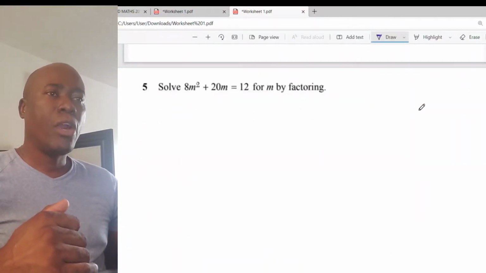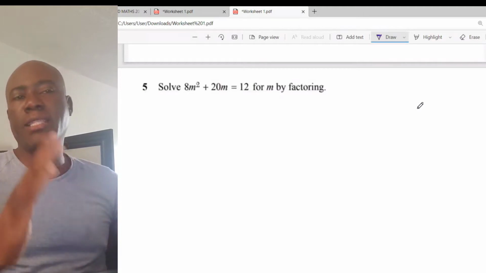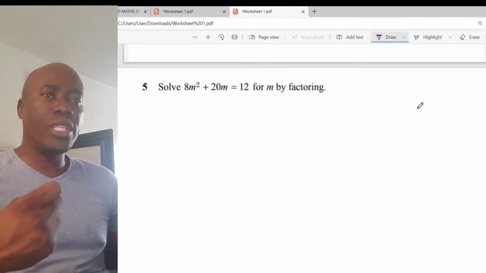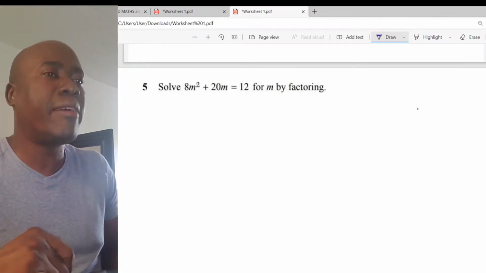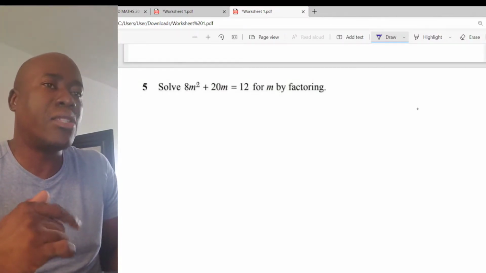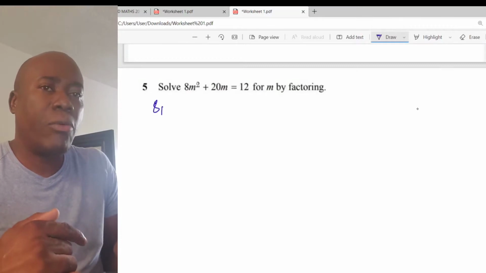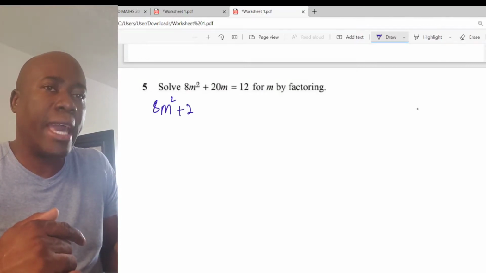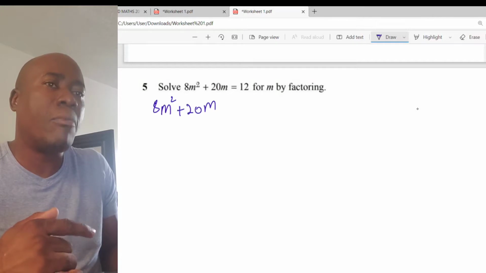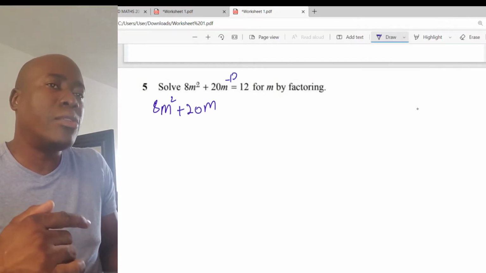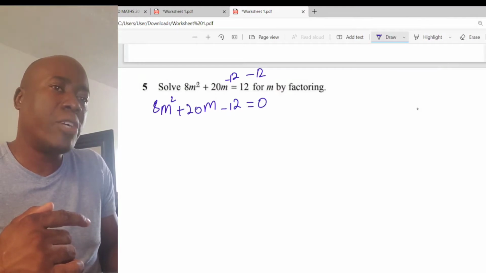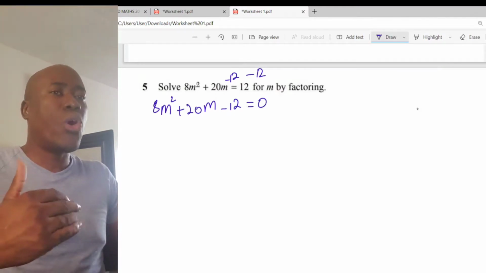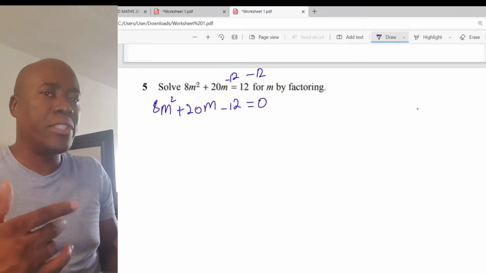Question 5. Question 5 says solve 8m squared plus 20m, which is equal to 12, for m by factorizing. So we're going to solve for m by factorizing. But one of the key things with factorization is that when I'm factorizing, the first thing I look for is, do I have a common factor? In order to start though, let's subtract 12 from both sides. Because it's a quadratic, everything must be equated to 0. So we're going to subtract 12 from both sides to achieve that.